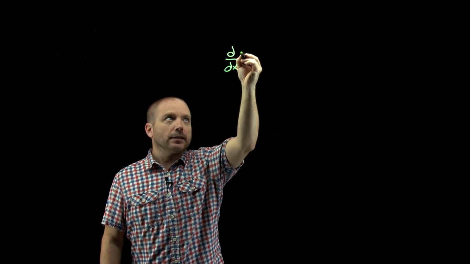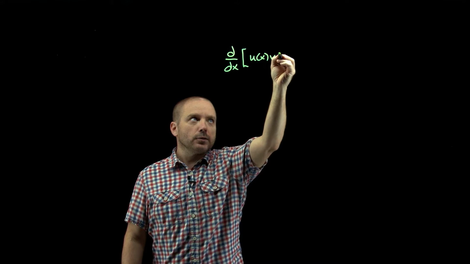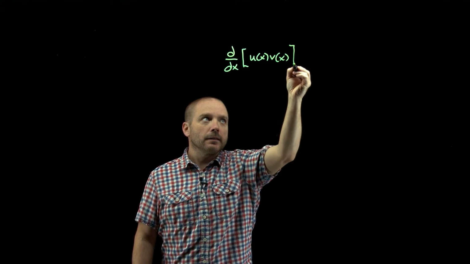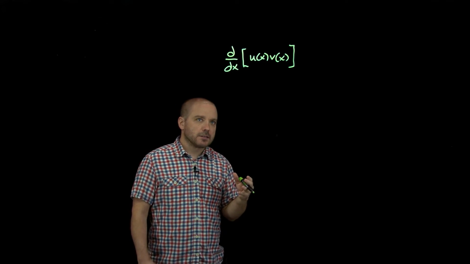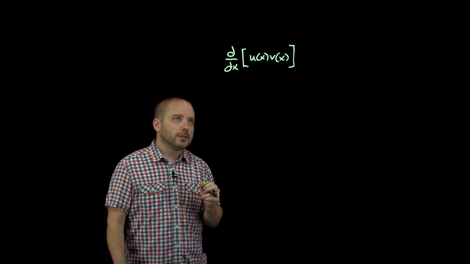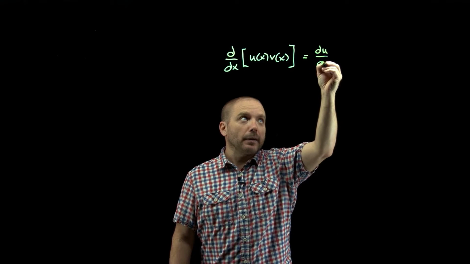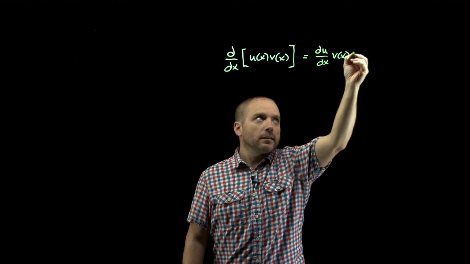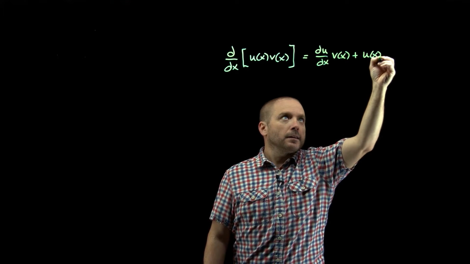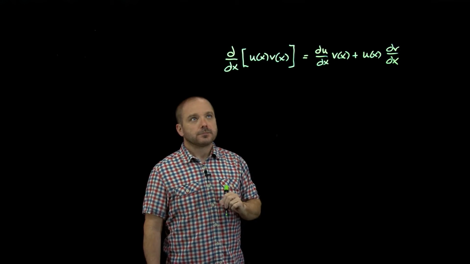So if you want to take the derivative with respect to x of the product of two functions, I'm going to call them u and v. Those are both functions of x, and we're differentiating with respect to x, so the product rule is called for here. Remember, you take the derivative of the first function with respect to x times the second, plus the first times the derivative of the second with respect to x. All right.